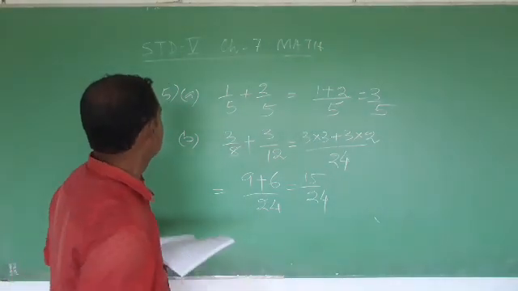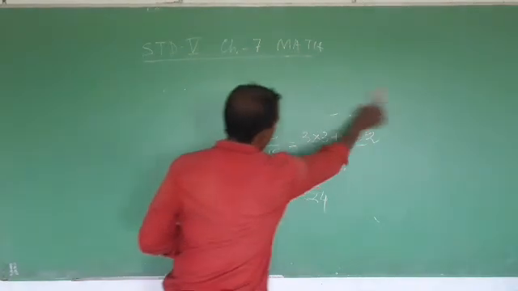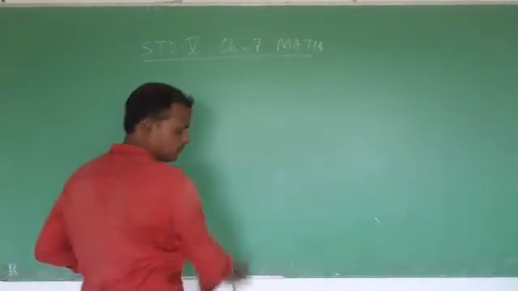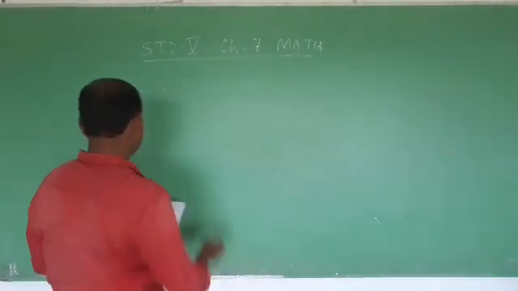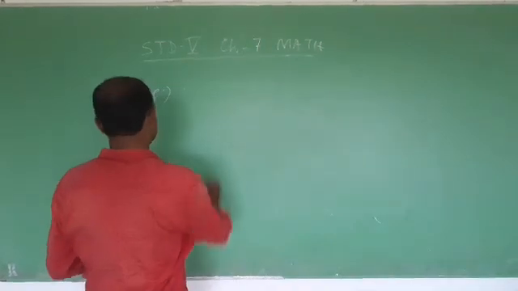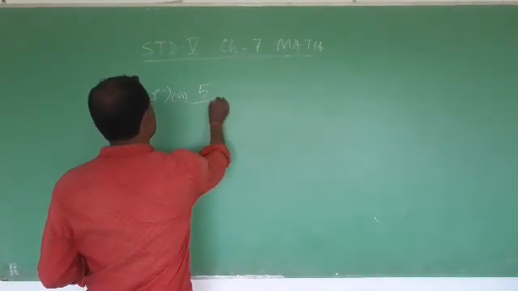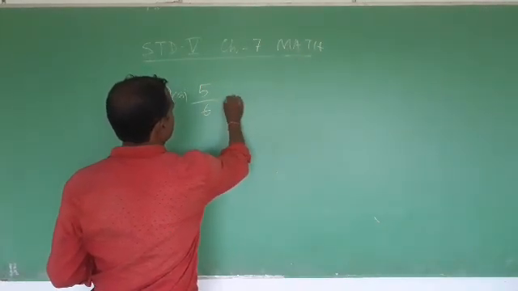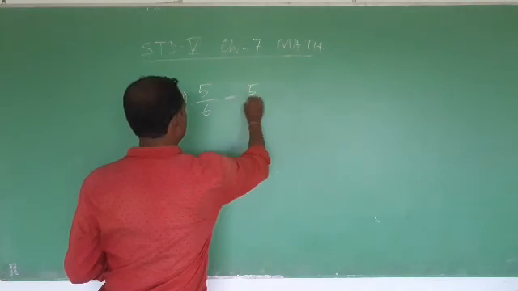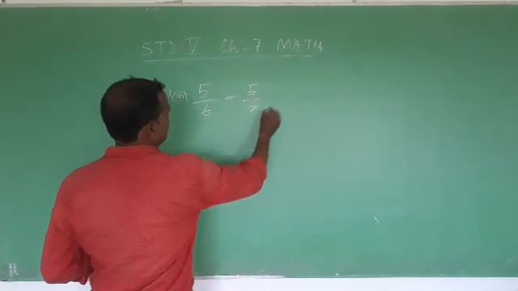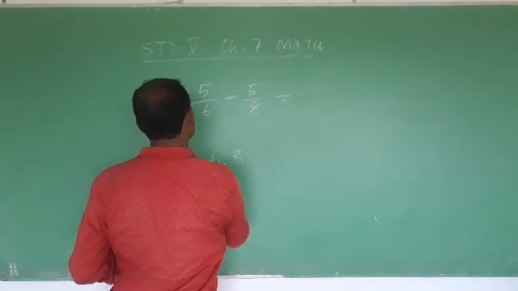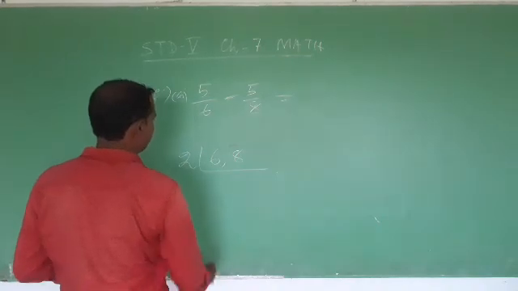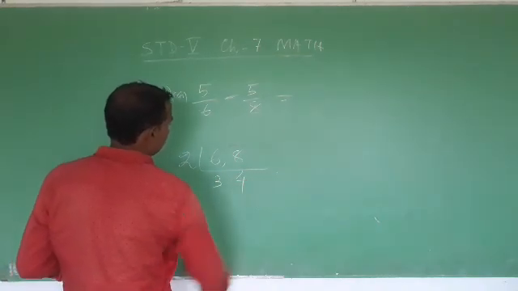Now let us do how you will subtract one fraction from another. Question number 7, bit A. 5 by 6 subtracted by 5 by 8. Here also you take the LCM of 6 and 8 by the common division method. Divide both the numbers by 2. 2 3 is 6, 2 4 is 8.